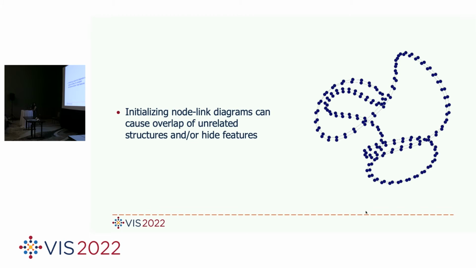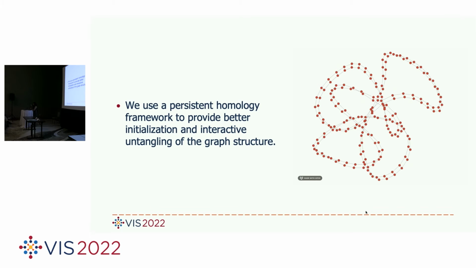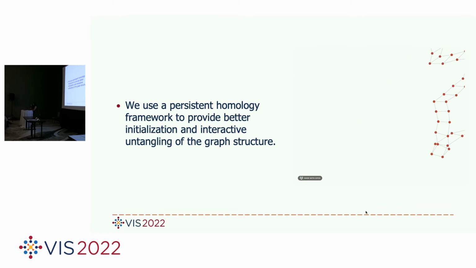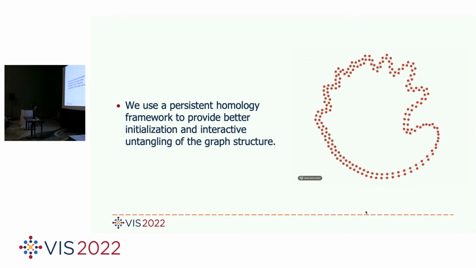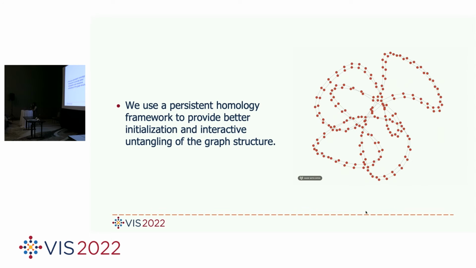Force-directed layouts are popular for representing node link diagrams because they're simple, fast, and aesthetically pleasing. But one of the major issues with force-directed layouts is their lack of direct consideration for global structure. This often results in overlap of unrelated structures and visual clutter. In our paper, we use a persistent homology-based framework to provide better initialization and to interactively untangle the overlapping structures of the graph.